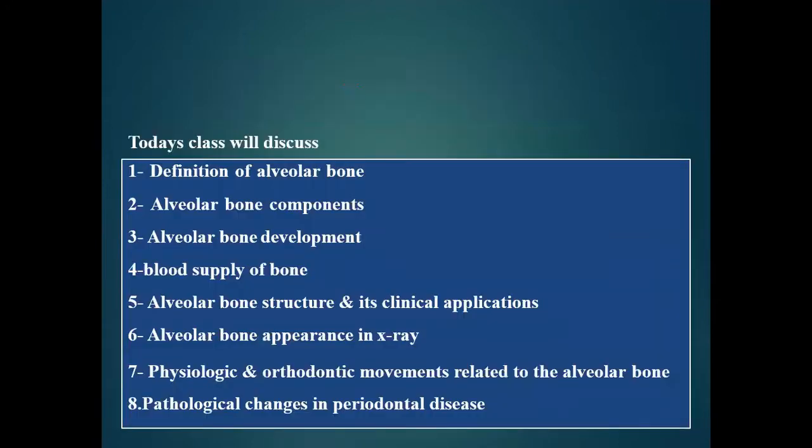So in today's class we will discuss the definition of the alveolar bone. What are the alveolar bone components? How does the alveolar bone develop? What is the blood supply of the bone, and the cells of the alveolar bone structures and its clinical applications? Alveolar bone appearance in the X-ray, and what are the physiological changes associated with the alveolar bone and the pathological changes associated with the alveolar bone, usually in periodontal disease.